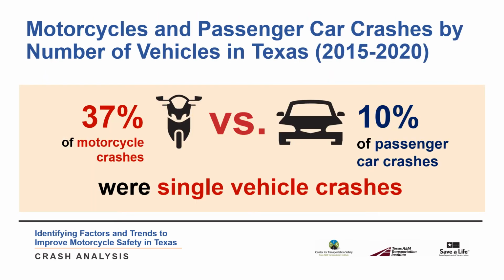We then looked at number of vehicles for our motorcycle and passenger car crashes. It's important for us to understand number of vehicles to know if the crash was a single vehicle, in which there was only one driver or operator involved, or multi-vehicle, in which there were more than one driver or vehicle involved in the crash. So what we do see is a large proportion of motorcycle crashes are single vehicle crashes compared to our passenger car crashes, with 37% of our motorcycle crashes versus 10% of our passenger car crashes being single vehicle crashes.